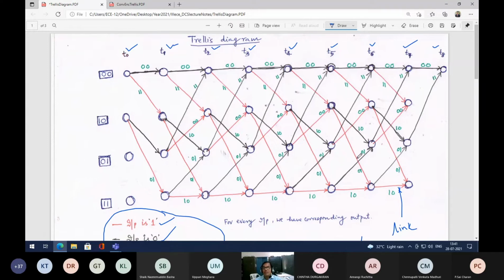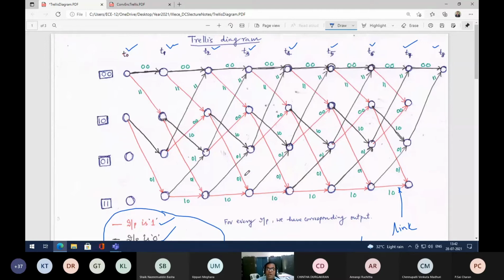Similarly, I'm randomly checking, please tell me the answer. Suppose I'm changing the state from 0 1 to 1 0 and applying input bit 1. What is the output? 0 0, sir. So 0 0. Likewise, you can check: this is the input 1 with output 0 0, changing the state from 0 1 to 1 0. You can see all of this in the diagram.